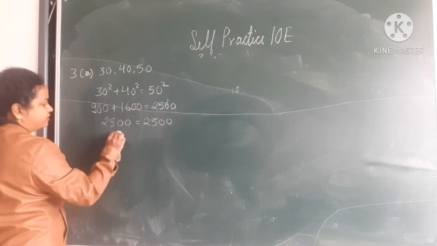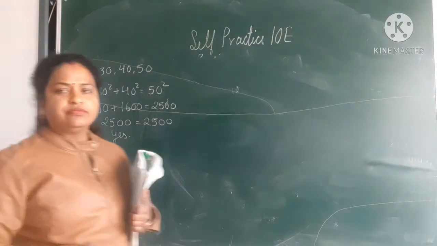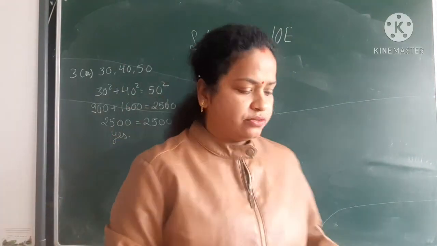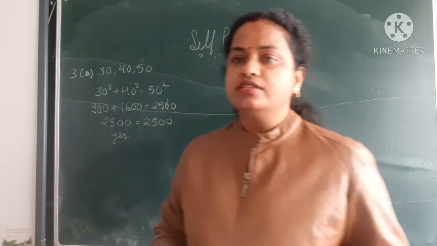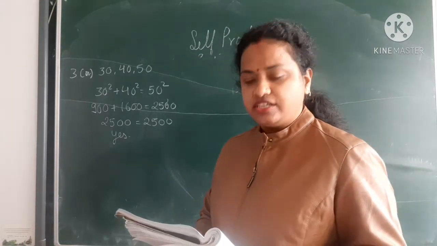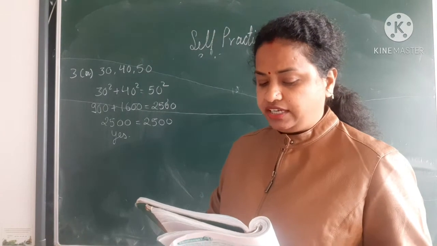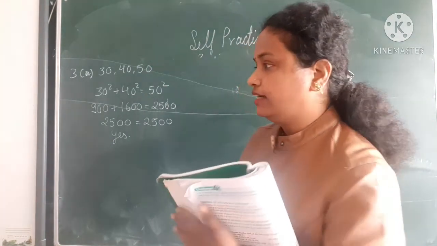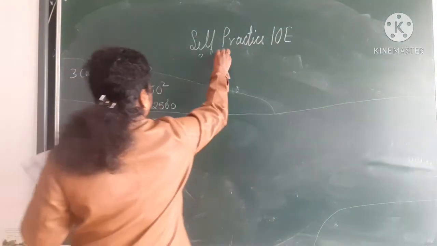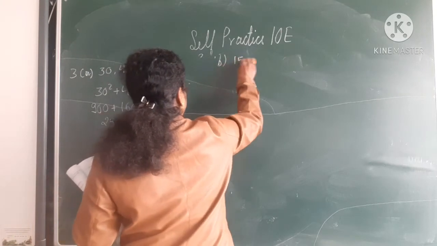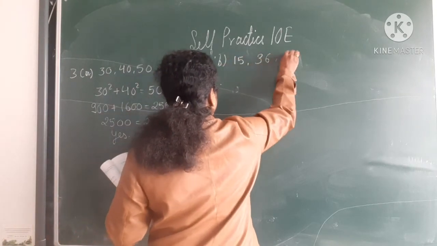It follows the Pythagorean triplet, because both are equal to each other. Now see the B part, 15, 36 and 39.